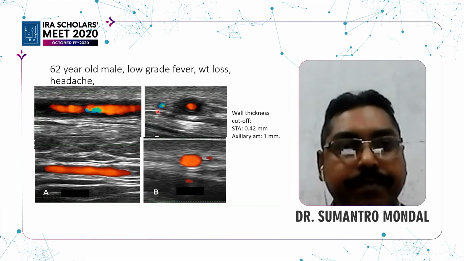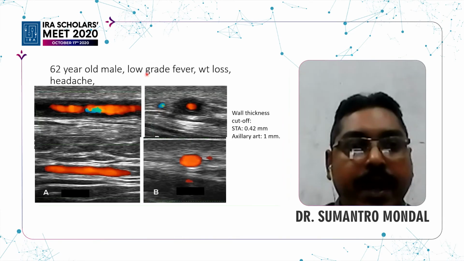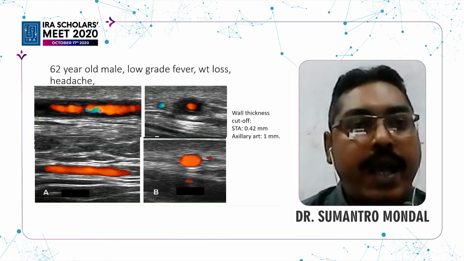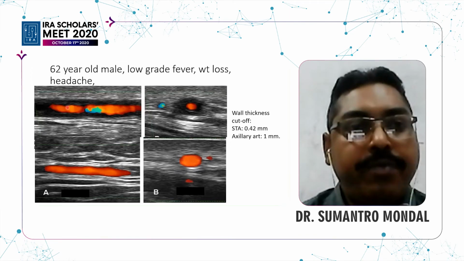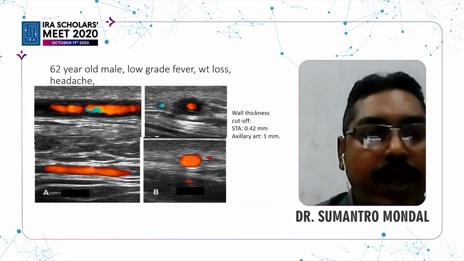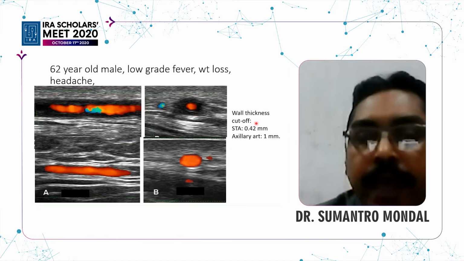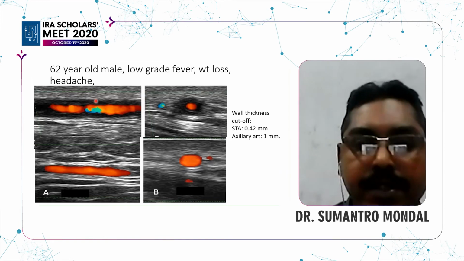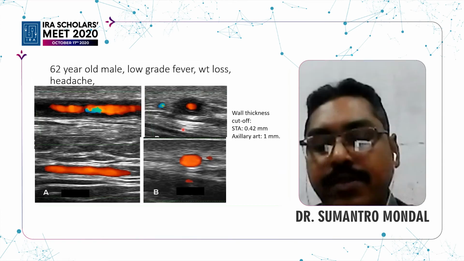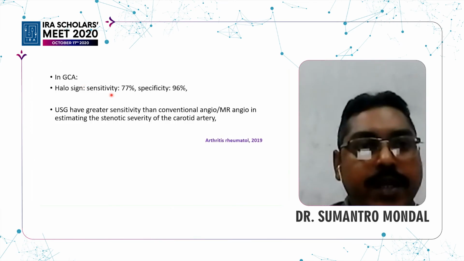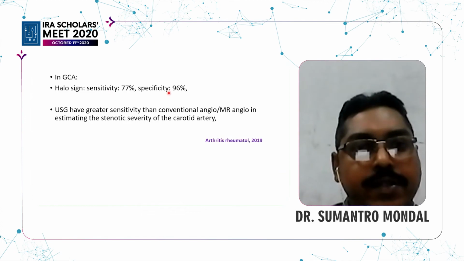Or an elderly male with low-grade fever, weight loss, and headache, and the superficial temporal artery was scanned to see this type of finding, that is, the lumen is compromised by hypoechoic thickening of the wall, which in comparison to the normal, is actually what is known as the halo sign. The cutoff values for significant wall thickness for the superficial temporal artery is 0.42 millimeter, and for the axillary artery it is 1 millimeter. So in giant cell arteritis, this halo sign has a not so high sensitivity, but specificity is almost 96%.